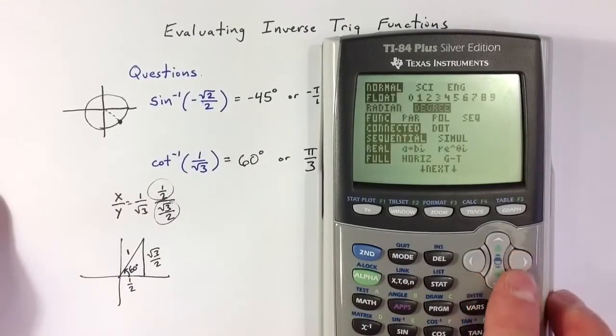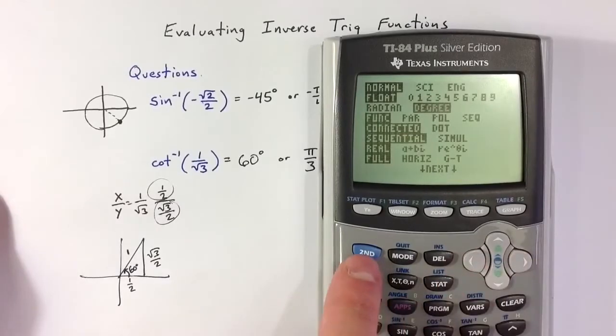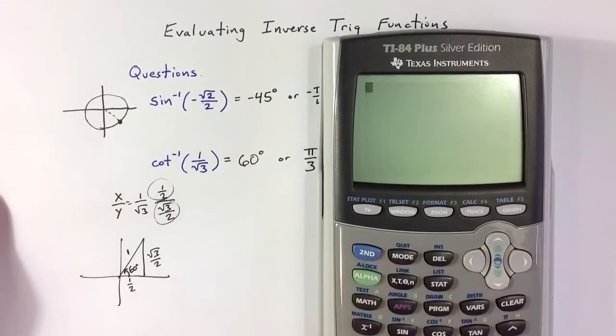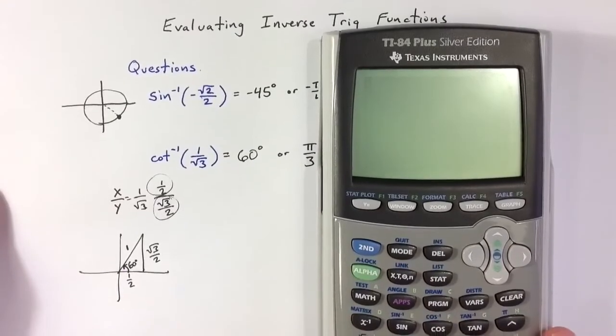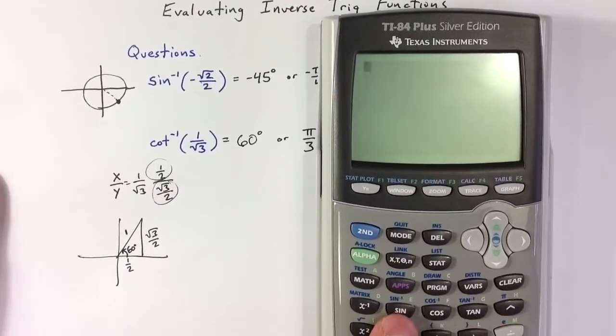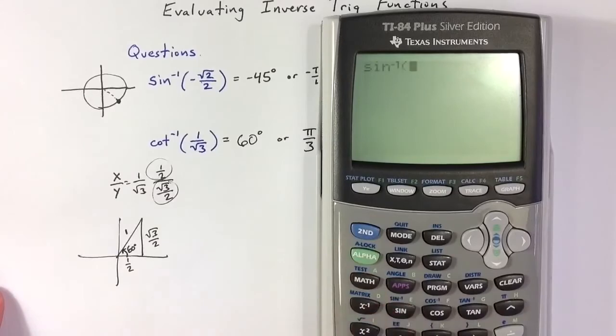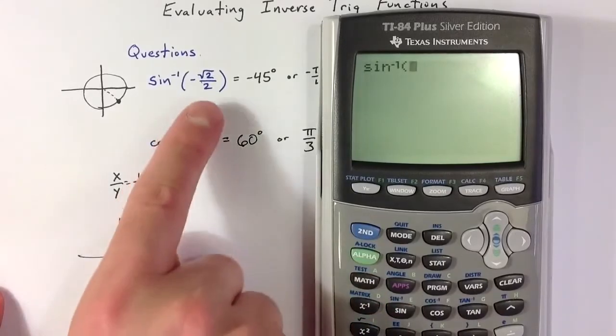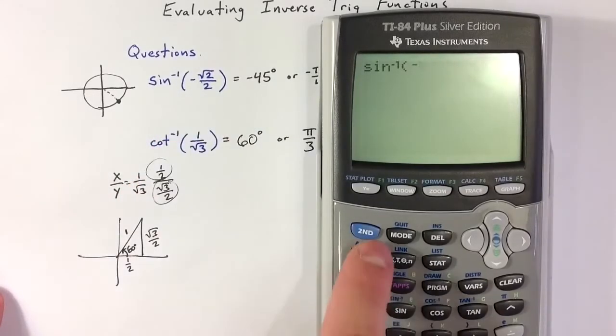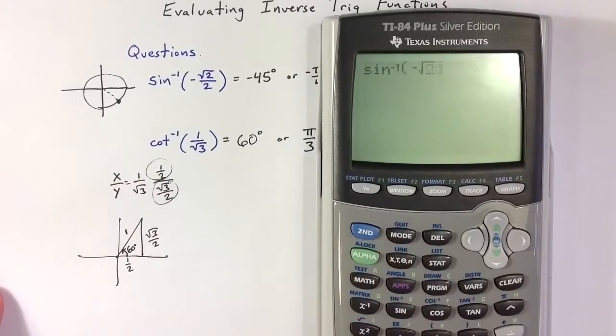So let me check the mode here. It is in degree mode. So if I want to find an inverse trig function, like inverse sine, that's the second command, the blue command on a TI-84 above the sine key. So I hit second and then sine. And so inverse sine of negative square root of 2 divided by 2, I want to get out from under the square root and then divide by 2.